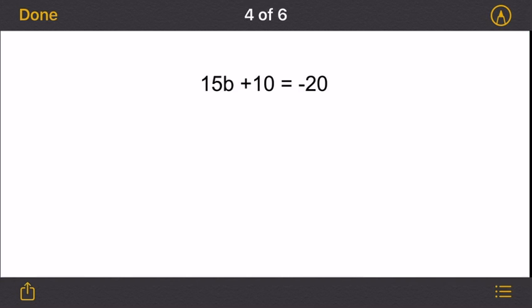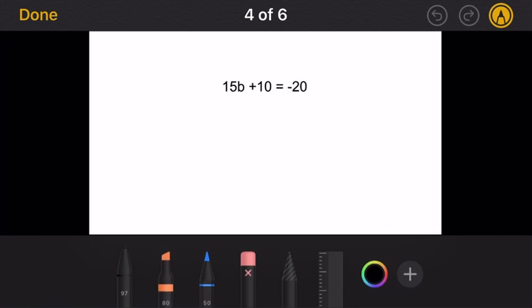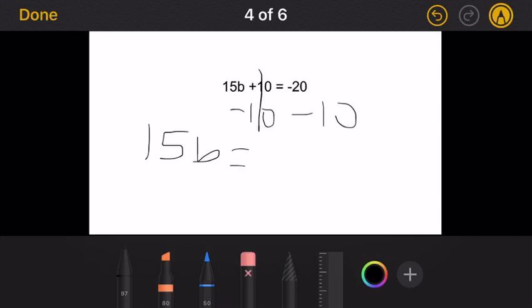So let's go ahead and try it here. I got 15b plus 10 equals negative 20, right? I have to get rid of that adding 10, right? Because I want 15b by itself. A lot of us were able to do that, and you would do this. You would get negative 10 on this side, and that would go away and leave you with 15b, and you would know, Miss Kirkley, what I do to one side, I have to do to the other, and you would subtract the 10, and then you would tell me it's 10.